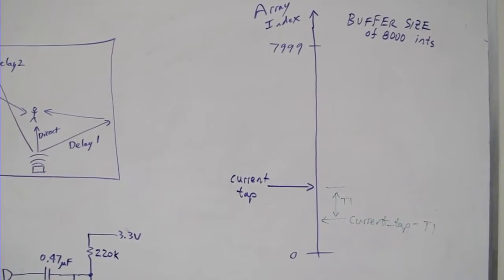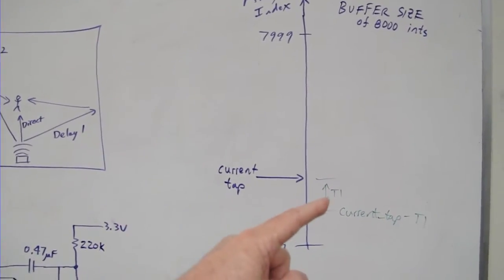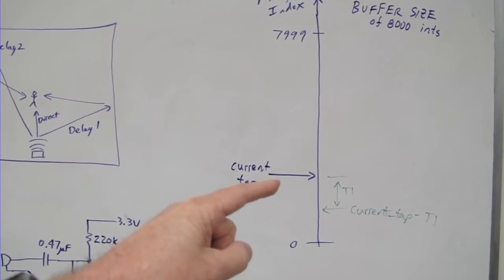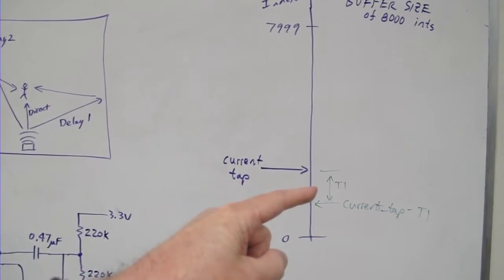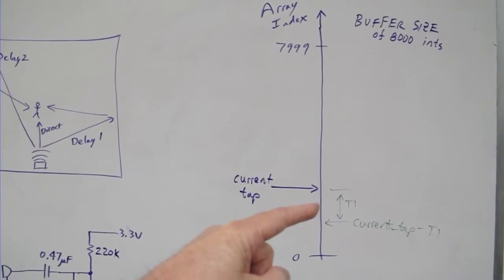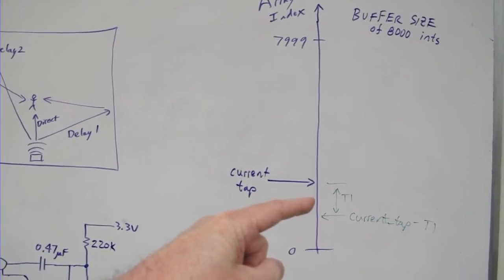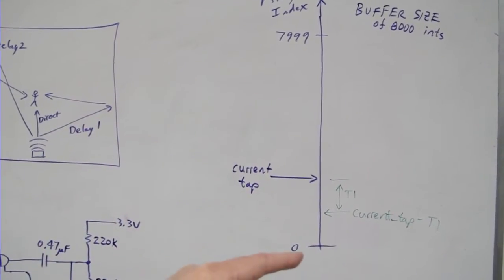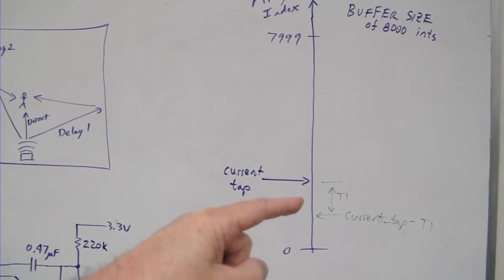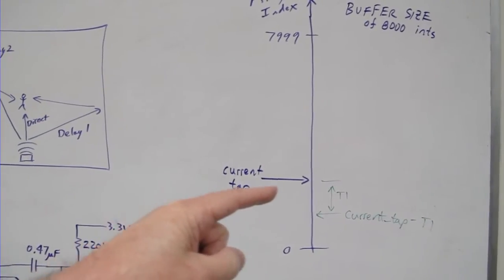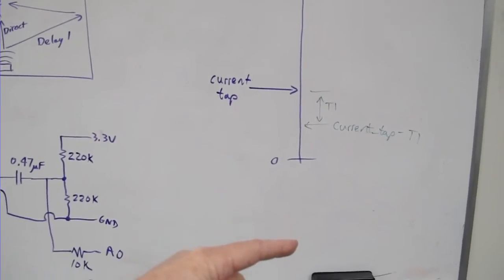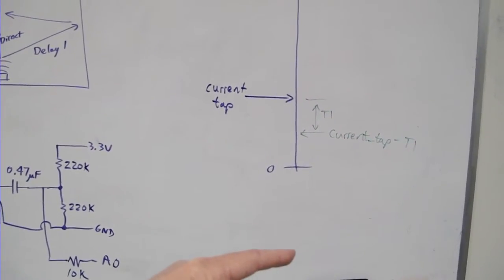Now this works fine provided the delay T1 is less than the current tap value. But if T1 is bigger than the current tap value, in general, we may want the delay to be virtually the size of the buffer so that we can get the largest time delay possible. If we were to subtract something that large from the current tap value, then what would happen? It would go down here below zero and we would index a bad array value.